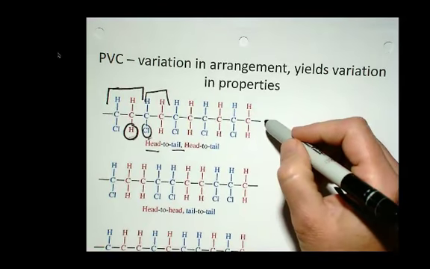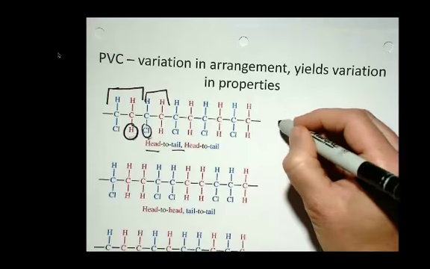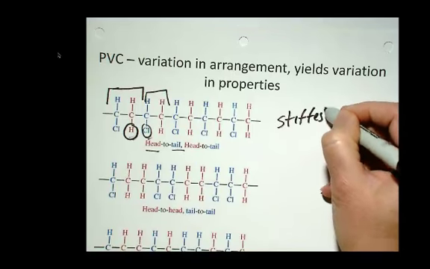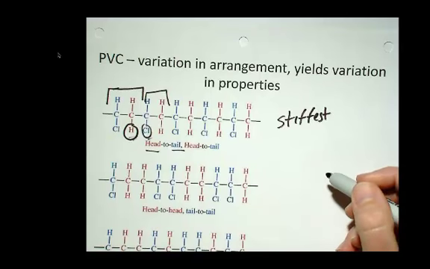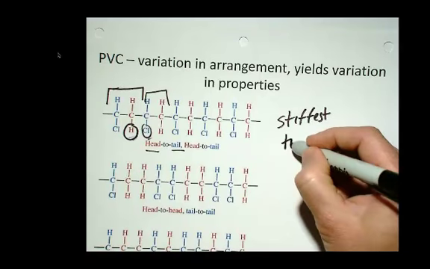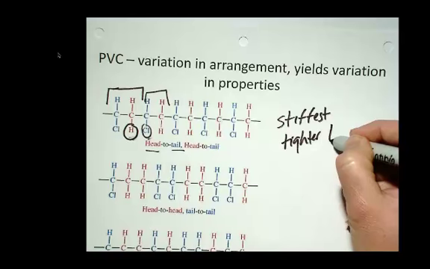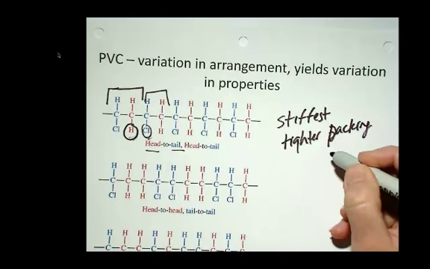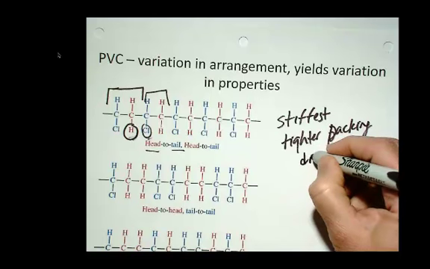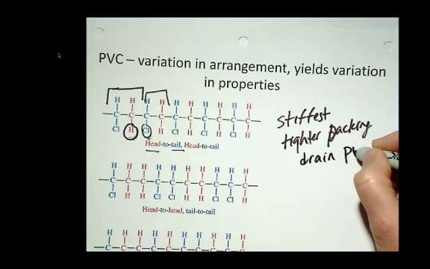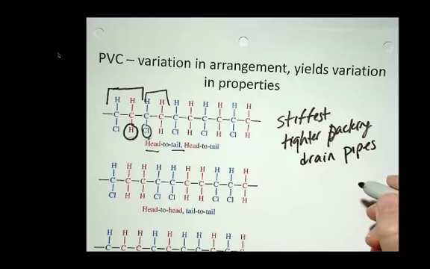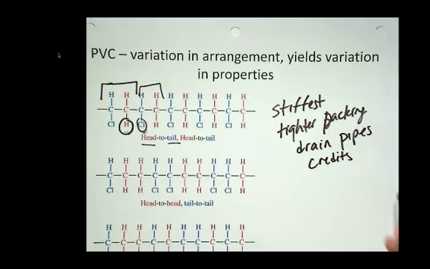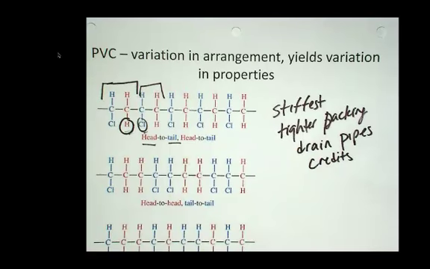The head to tail arrangement is the stiffest type of PVC because of the tighter packing. And so this type is the type of PVC that you see in drain pipes. You've heard of PVC pipes. You've probably even seen them before. Drain pipes. Credit cards are made out of PVC with this type of head-to-tail arrangement.